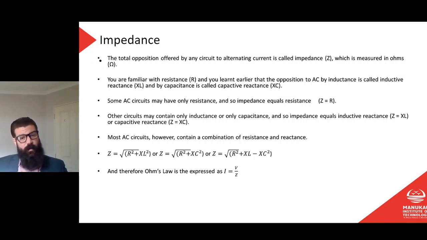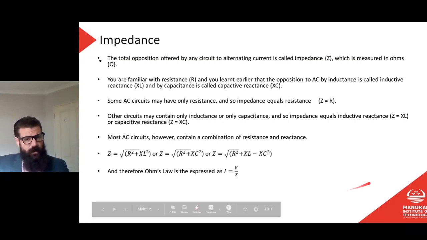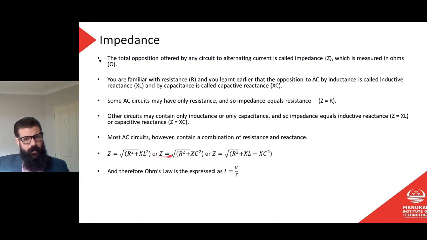So Z is the hypotenuse, R is the horizontal side, and our X is going to be the vertical side of the triangle. So that first formula here, Z equals the square root of R squared plus XL squared, or Z equals the square root of R squared plus XC squared. This is if we have a circuit with only resistance and inductive reactance.